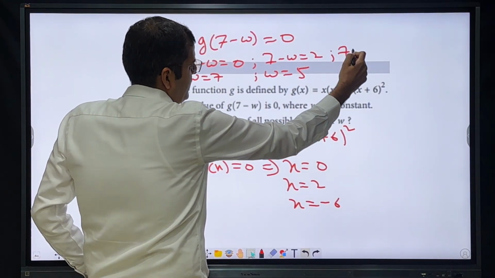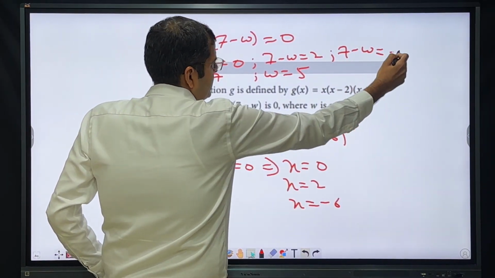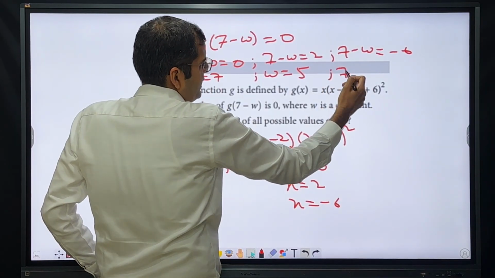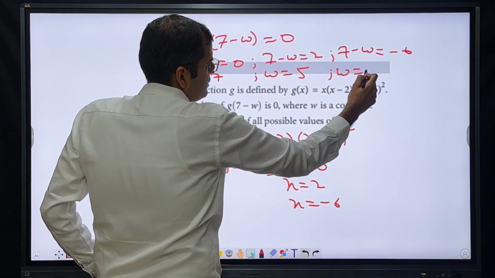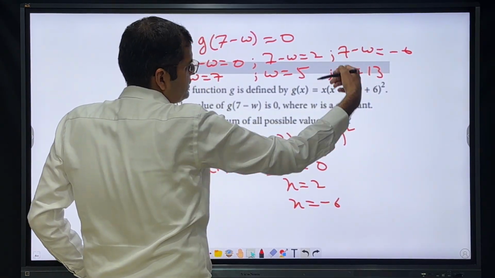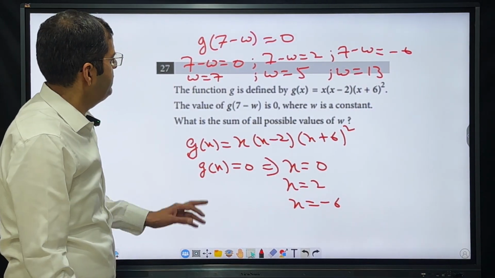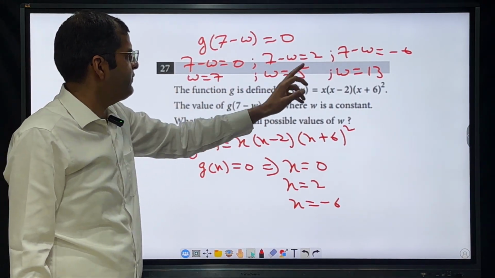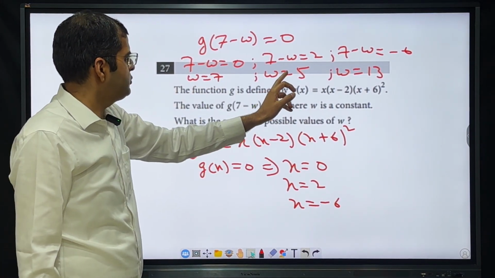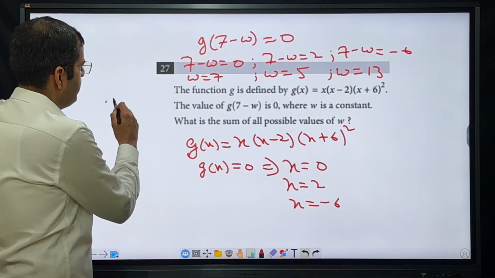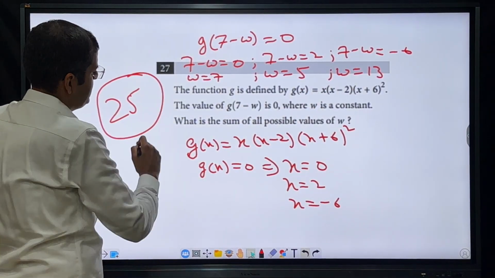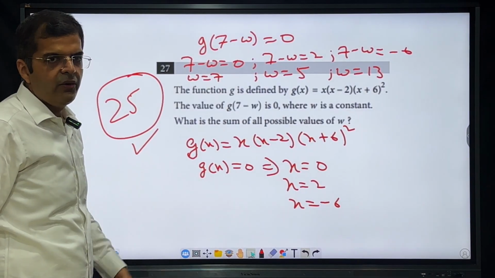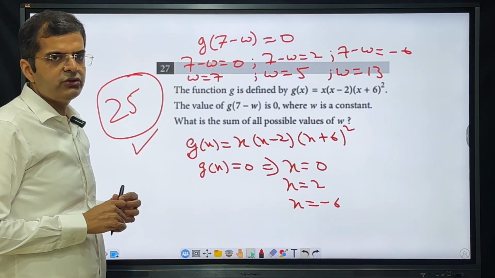And finally, similarly, 7 minus w can be minus 6. In this case, w can be 13. So what is the sum of all possible values of w? The possible values are 7, 5 and 13. So 7 plus 5 is 12, 12 plus 13 is 25. 25 is the possible sum, which is the right answer. So that ends this solution of this set.